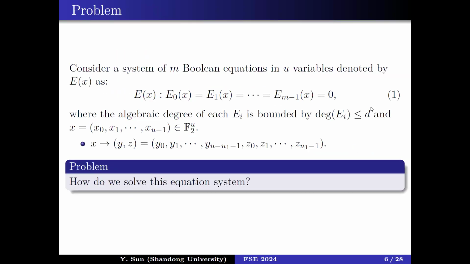Now, consider a system of Boolean equations in u variables denoted by E, like equation 1, and the algebraic degree of each E_i is bounded by d. We divide X into two parts, Y and Z.